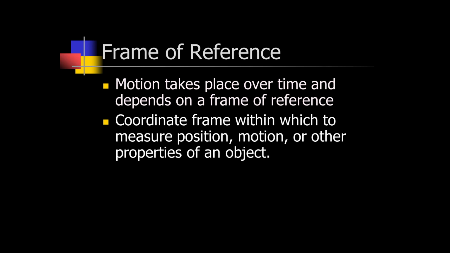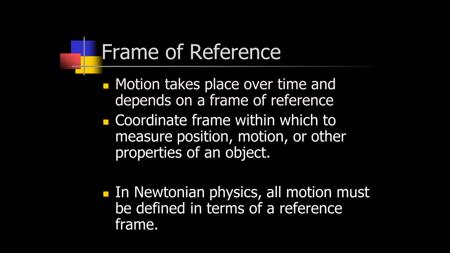Okay, so any coordinate frame within which we are making the observation will be known as a frame of reference. In Newtonian physics, all motion must be defined in terms of a reference frame. So all the motions must be defined in terms of a reference frame.